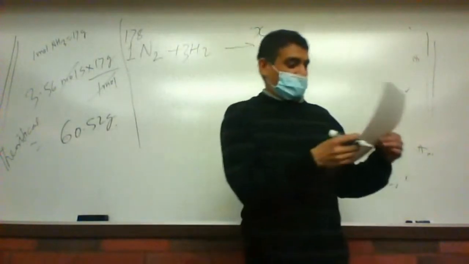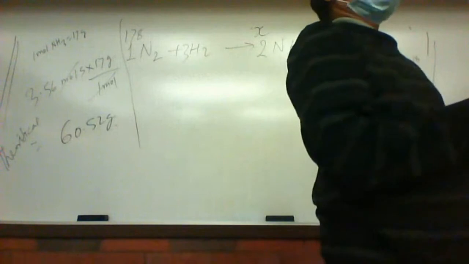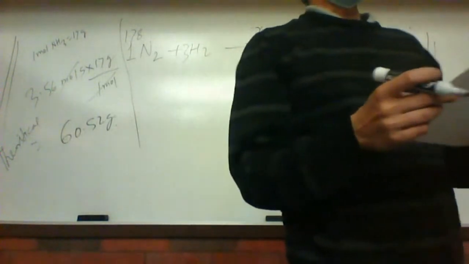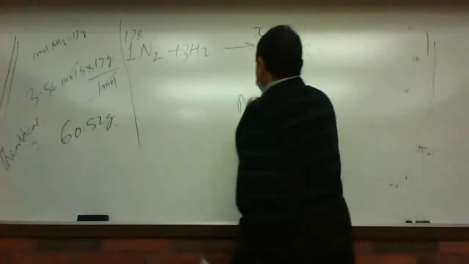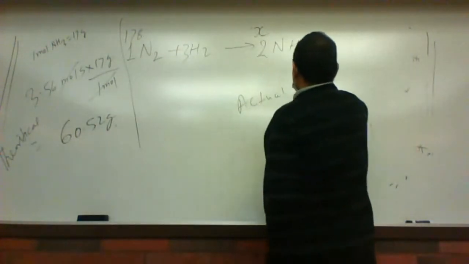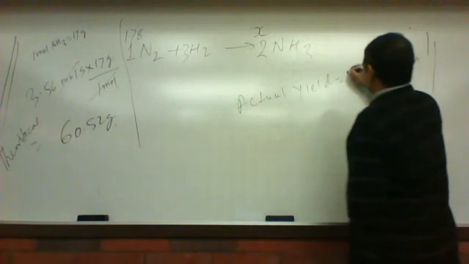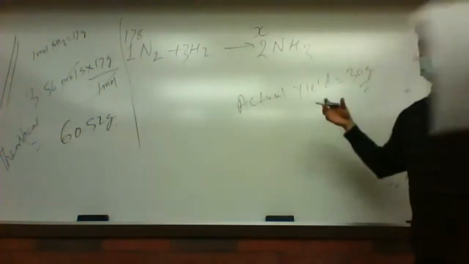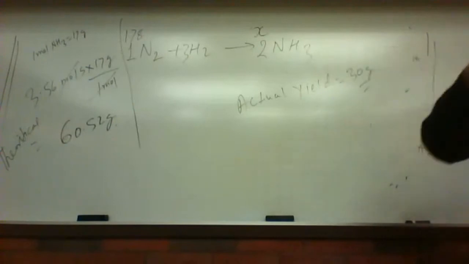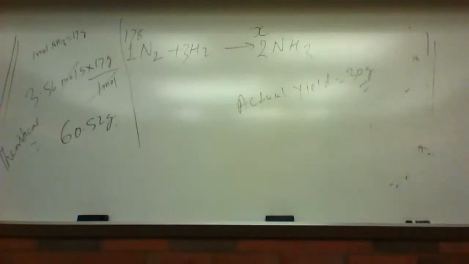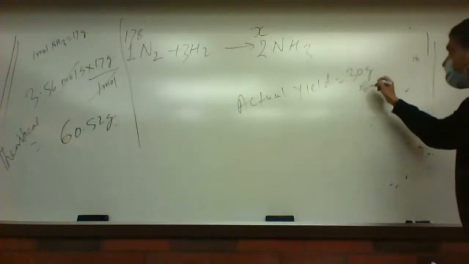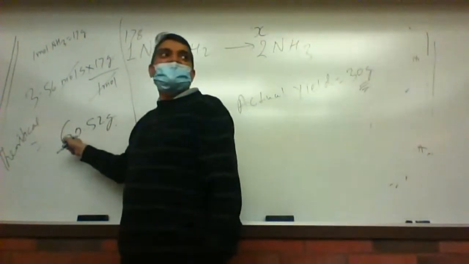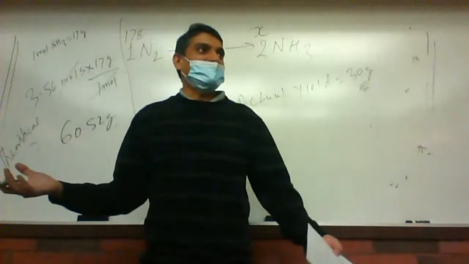Make sense? The question is saying somebody went to the lab and tried to do this reaction by hand and only got 30 gram of ammonia. So the actual yield is 30 gram. Somebody went to the lab and did this reaction, mixed the 50 gram of hydrogen and 50 gram of nitrogen, and did all kinds of work in the lab and got only 30 gram of ammonia. But he's supposed to get 60.52 gram of ammonia by theoretical calculation, right?